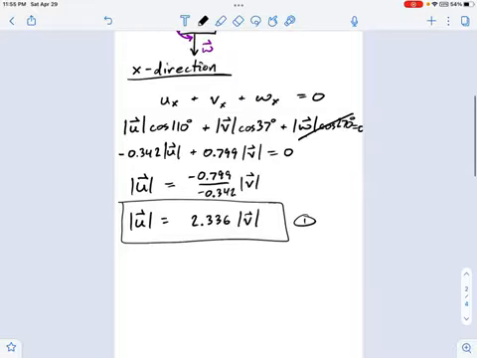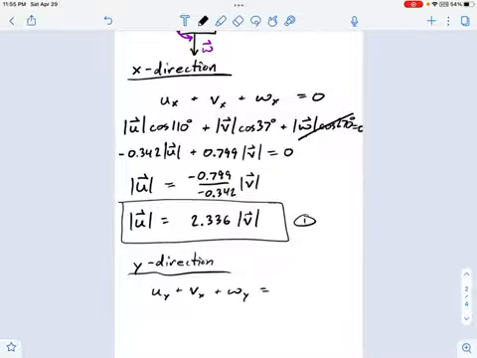Now, let's talk about the y direction. In the y direction, very similar balance of forces. It's not moving up or down. But this time, the weight is going to matter because that is going straight up and down here. So what do we got here? Very similar to the x direction, except now instead of cosines, I'm dealing with sines.